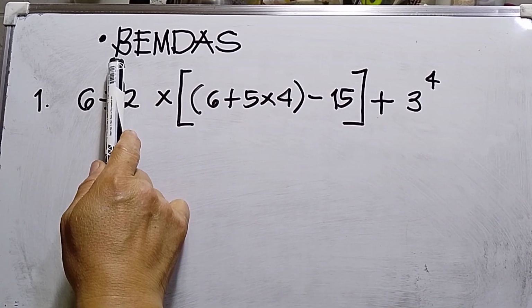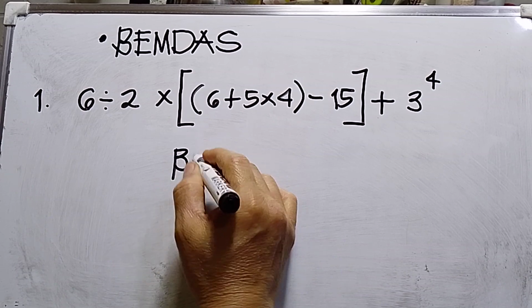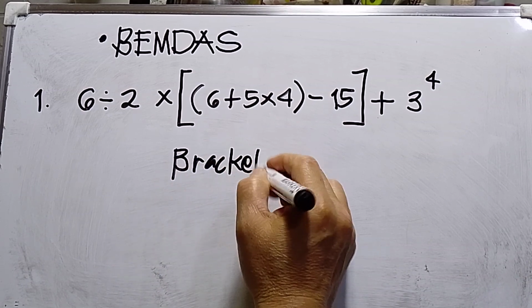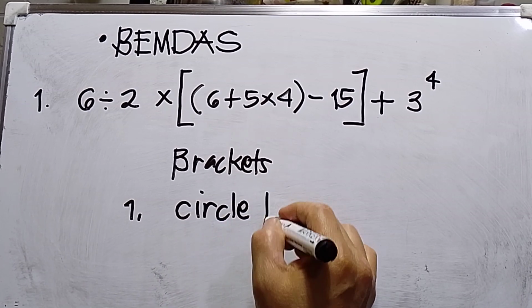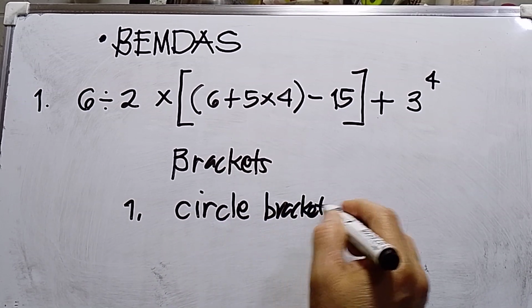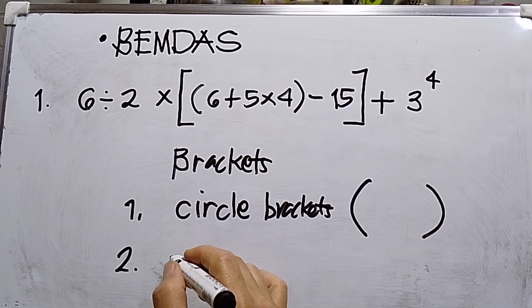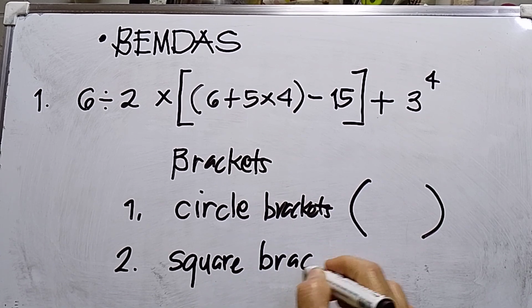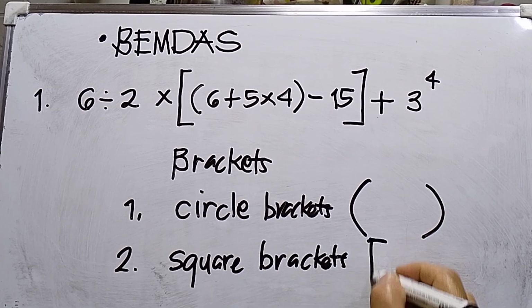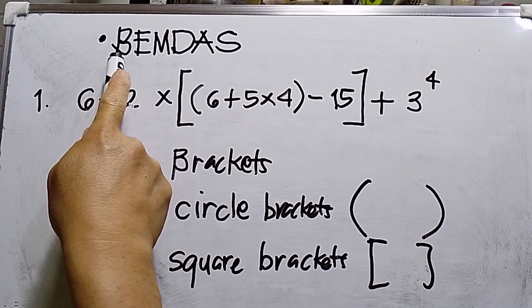BEMDAS stands for brackets. Take note there are two kinds of brackets. One is circle brackets. This one is a symbol. And then the second is square brackets. This one, the symbol.